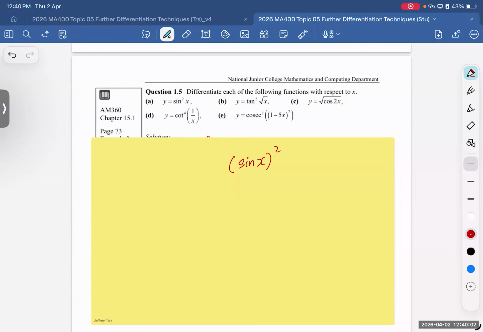Chain rule. So this one is the outer layer. This is the inner layer. You see it, Sean? Outer is the power 2. Differentiate the outer layer. What do you get? 2 bracket power 1, right? Differentiate sine x, the inside layer. Differentiate sine x, I get cos x.